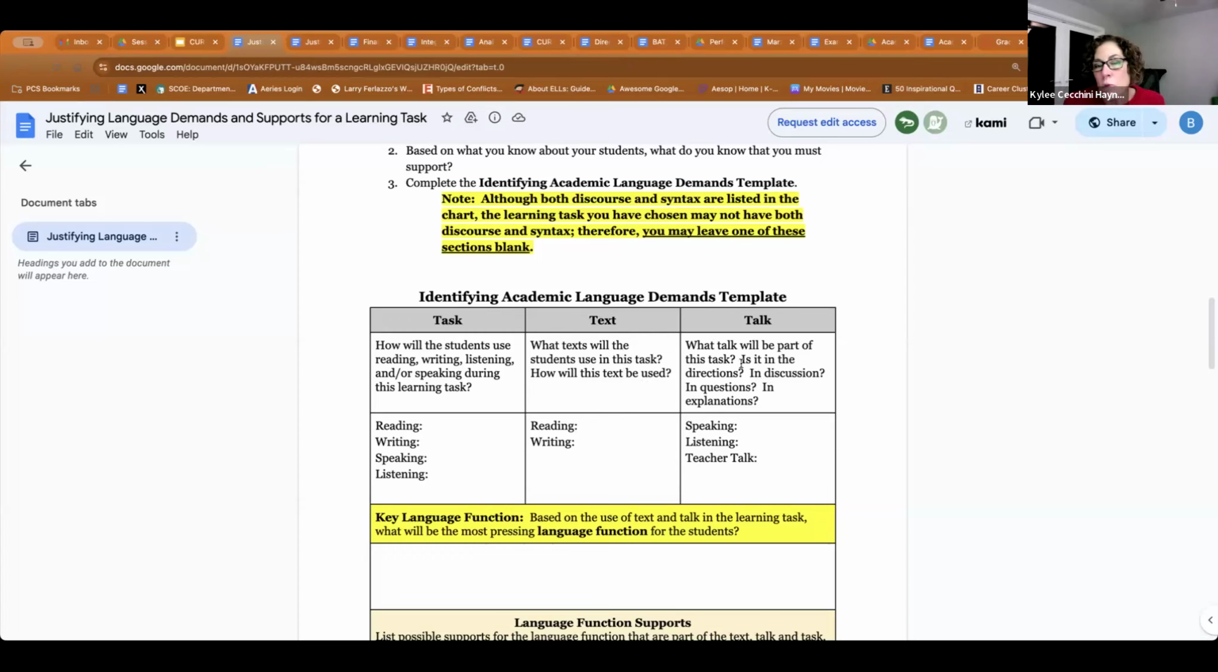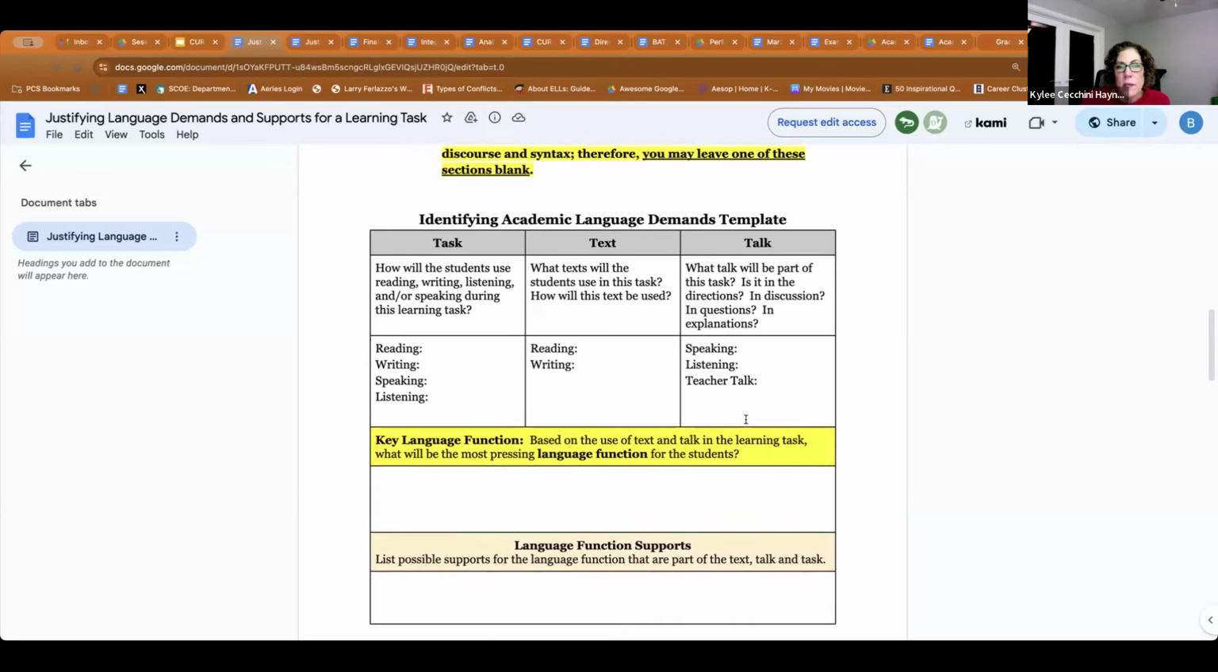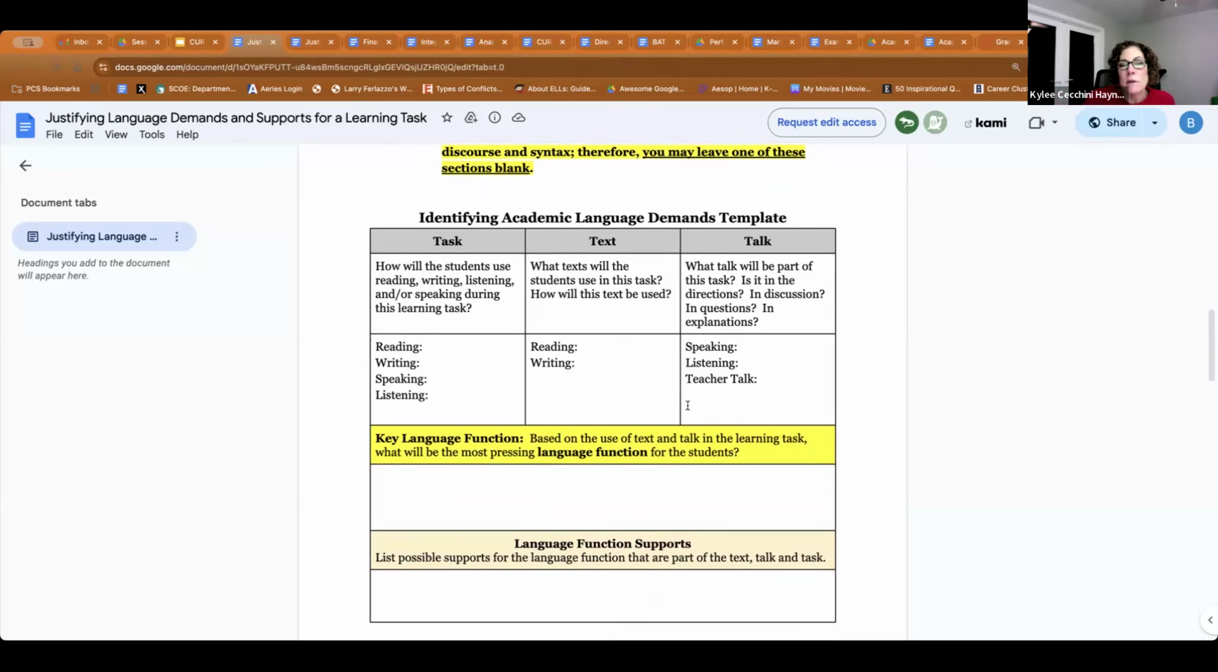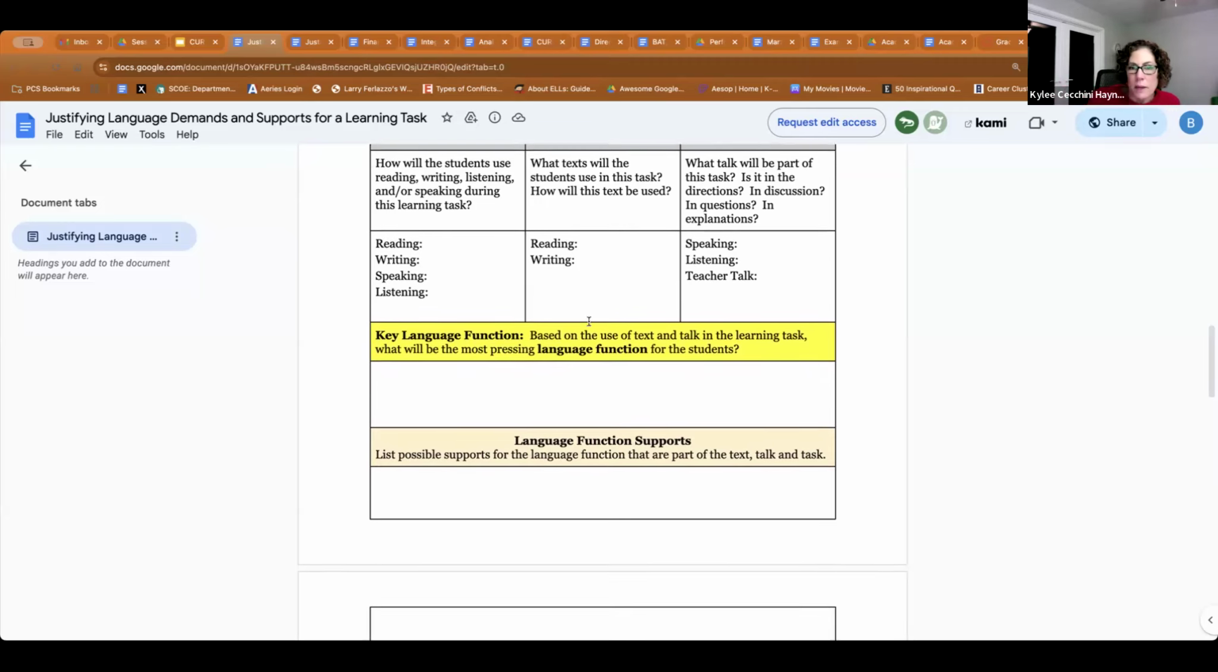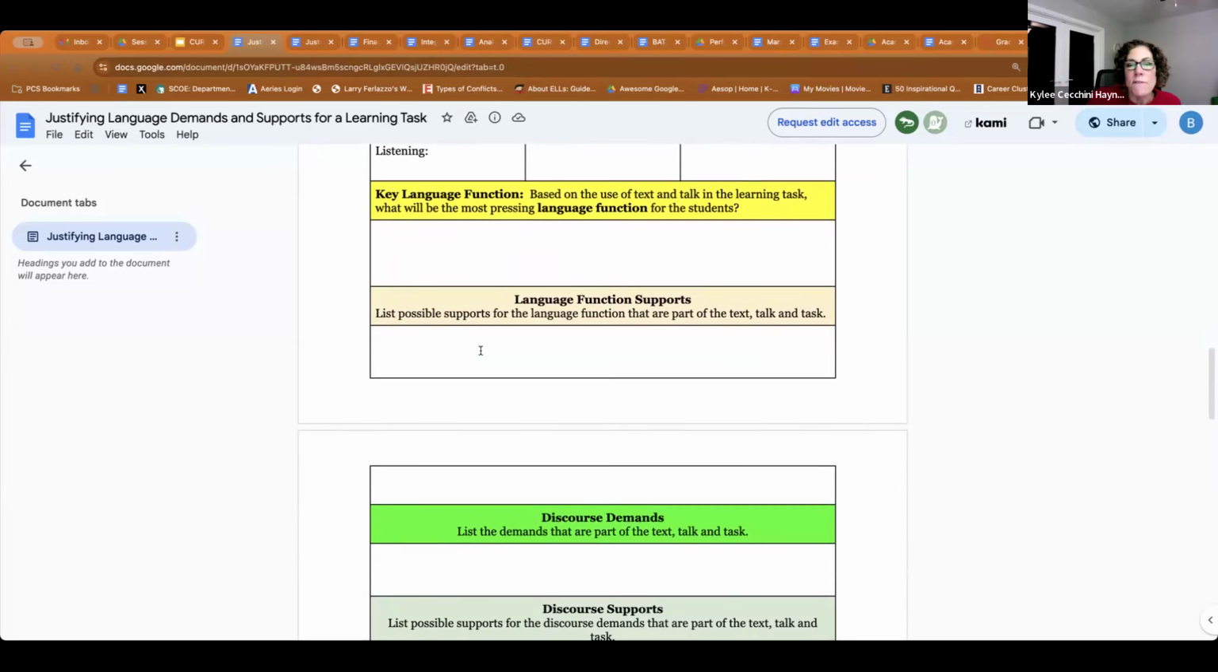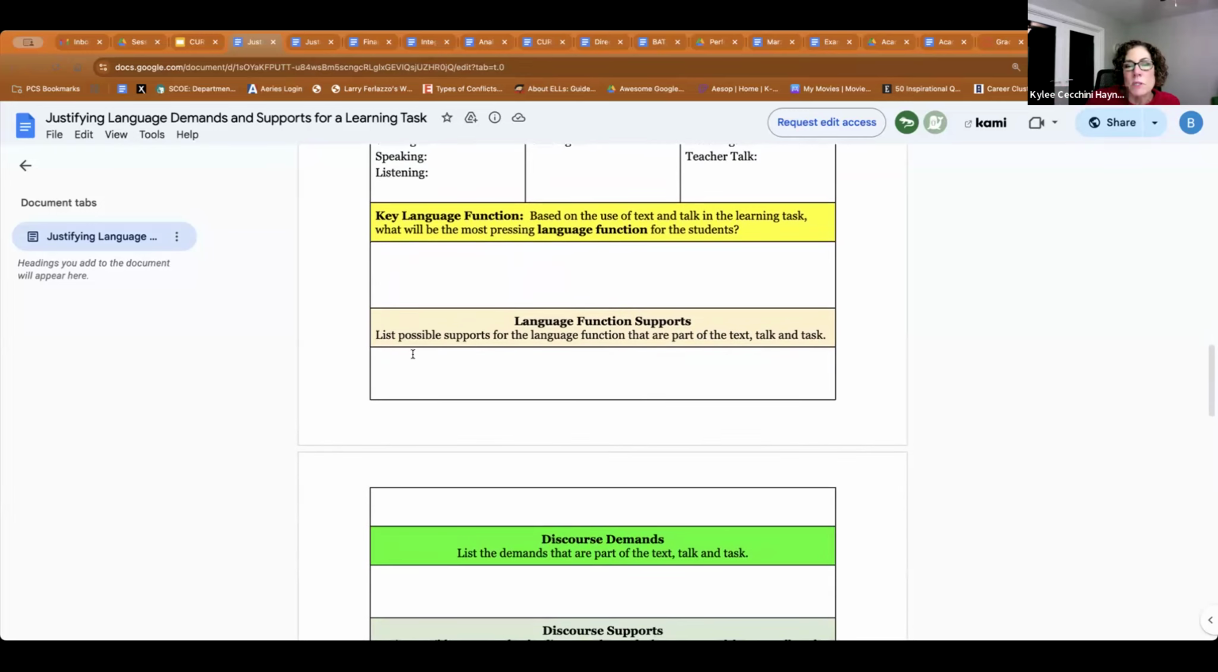What kind of talk will be part of the task? Are they going to be listening to you, teacher talk? Are they going to be speaking to a partner, talking about what they're observing? Okay. Then based on all of this, what is the language function? And I'm kind of giving it to you already. In the example I'm taking through each step, they're going to be describing. Okay. And then the function supports. What supports am I going to give them to help them with that function?